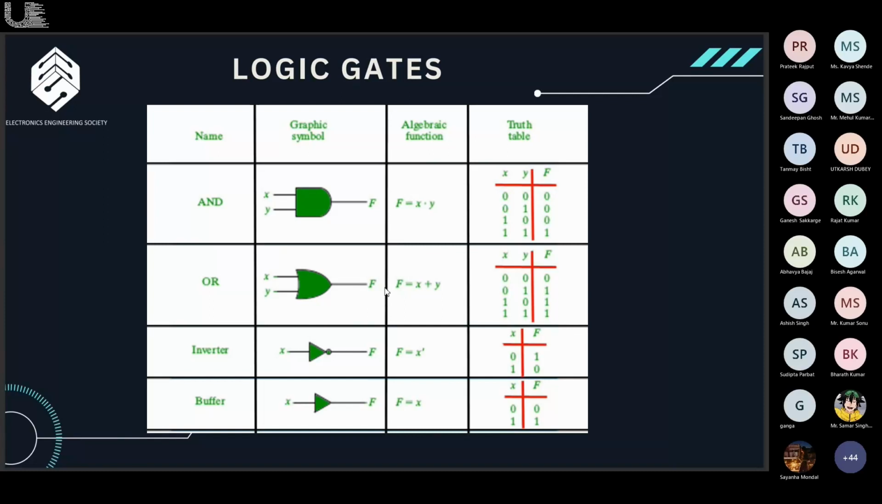And similarly, we have the OR gate, which is the logical sum of the given inputs. So if any of the given inputs is 1 or high, then the output would be 1. Similarly, we have an inverter. An inverter basically inverts the Boolean value of the given input. If we give a 1, we'll get a 0 and vice versa. And a buffer simply transmits the same value which is given as input, 0 for 0 and 1 for 1.